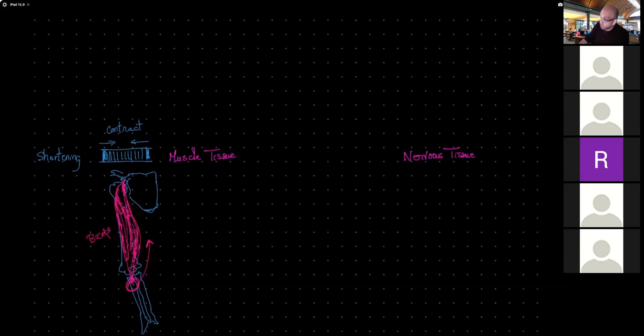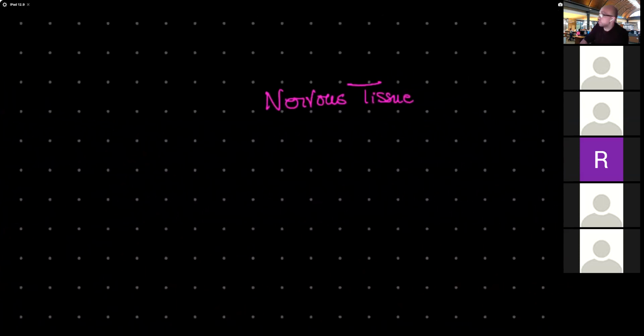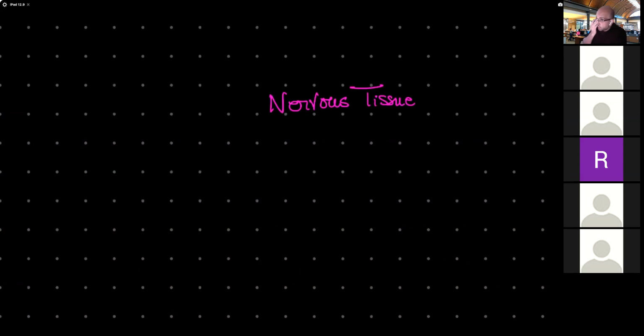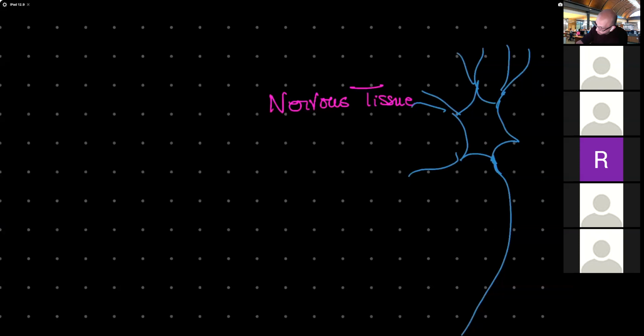And lastly, the last type of tissue that we're going to be discussing in this lab is going to be the nervous tissue. What is the most important characteristic, do you think, of the nervous tissue? Exactly. I have cells that have the ability to send out messages in the form of electrical impulses.